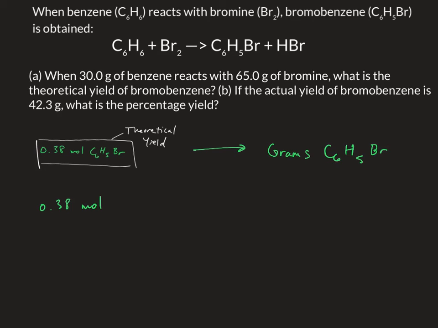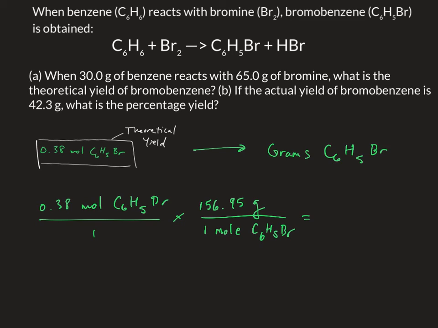So 0.38 mole of bromobenzene, we take into account the molar mass. The molar mass of bromobenzene is 156.95 grams per 1 mole. And as you know, moles cancels, leaving us with grams, and we end up with a value of 60 grams of bromobenzene.